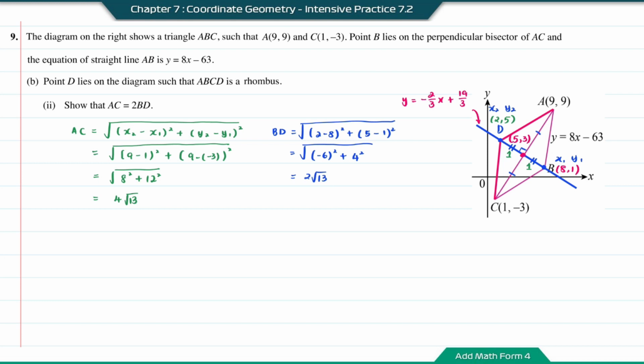So now using the concept of ratios, the ratio AC to BD is equal to 4 square root 13 to 2 square root 13. I can write the ratios in the form of fractions. So AC over BD is equal to 4 root 13 over 2 root 13. So here the square root 13 will be cancelled, and the 4 and the number 2 we can simplify. Now using the cross multiplication method, AC is equal to 2BD. By that we already showed that AC is equal to 2BD.